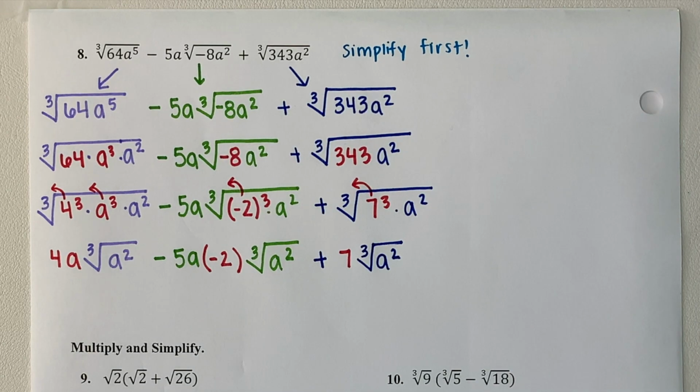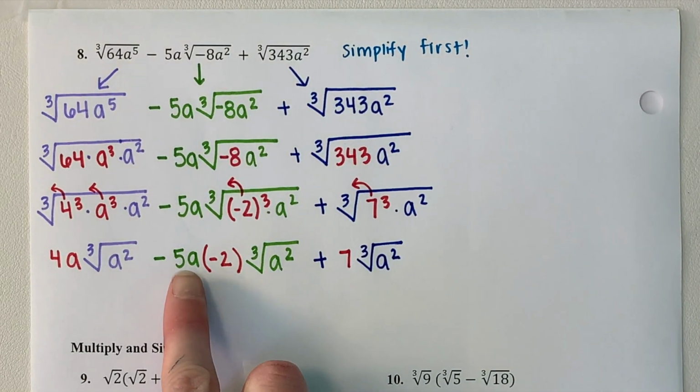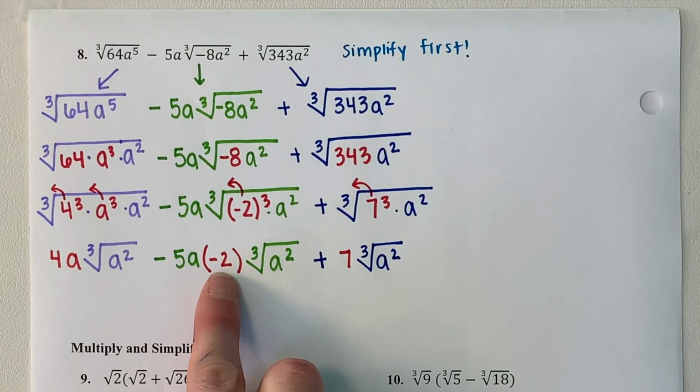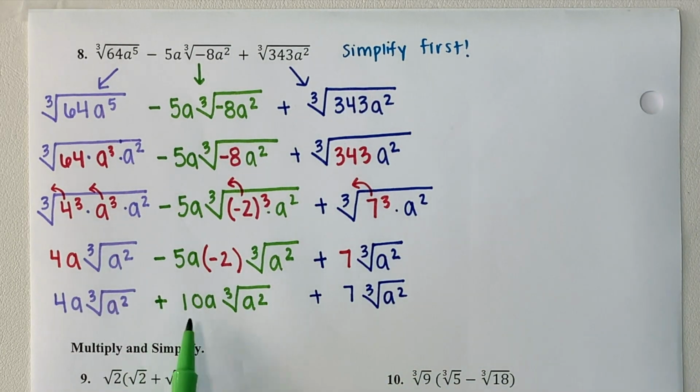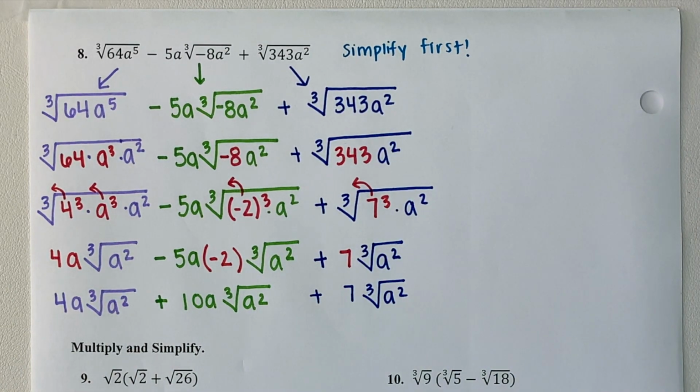Now we're almost completely simplified, but I notice that I can multiply negative 5a times negative 2 to get a positive 10a. Now we've simplified each of these radicals completely. Now let's see if we have any like radicals that can be added.